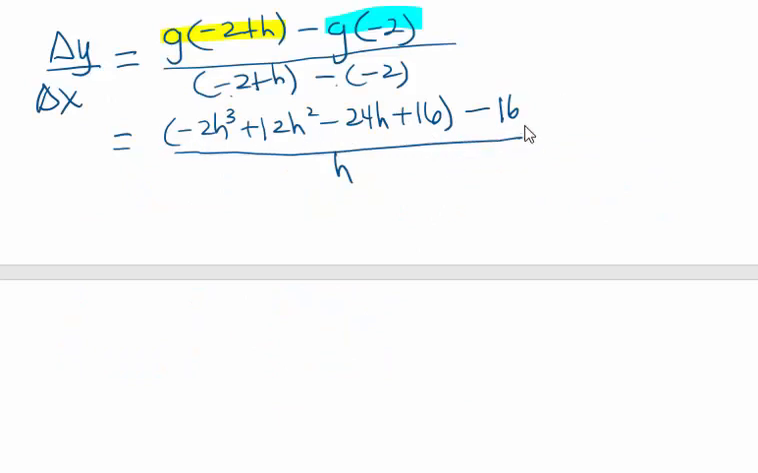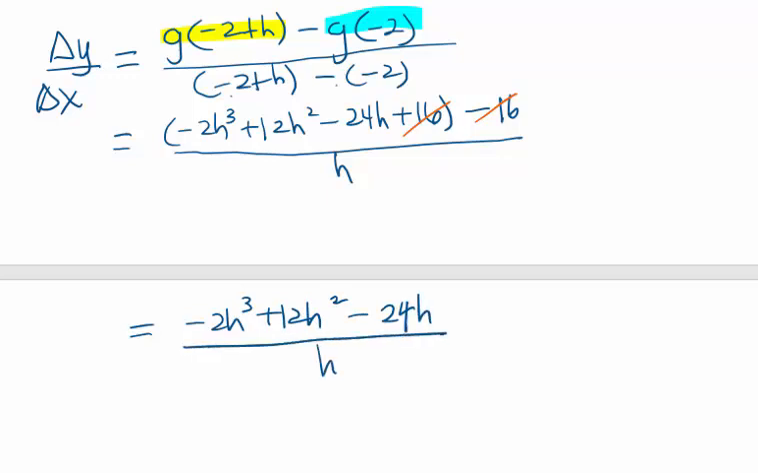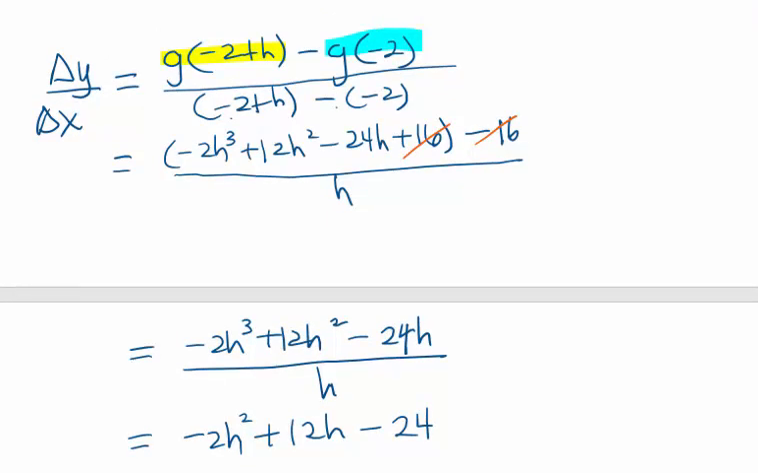If you also recognize in the numerator that 16 minus 16 is 0, we get negative 2h cubed plus 12h squared minus 24h over h. But h divides evenly into each of those terms, so we're just going to reduce each power of h by 1. So negative 2h squared plus 12h minus 24. And this is our answer.